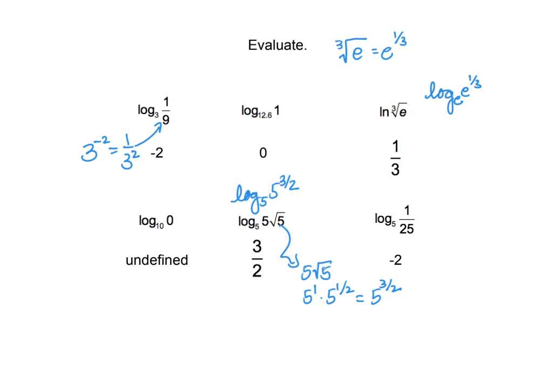And my next one is -2, and that is because 1 over 25 is the same as 5 to the -2.